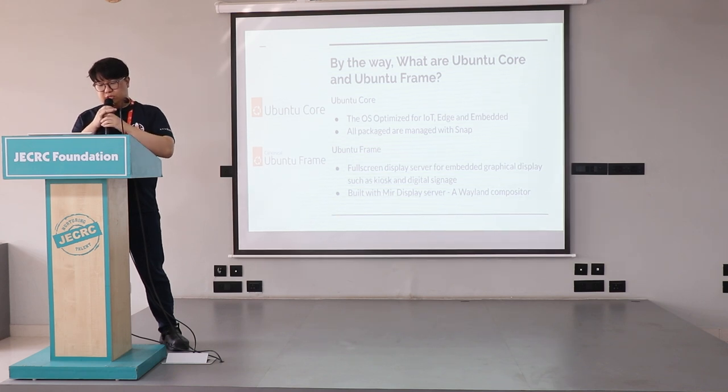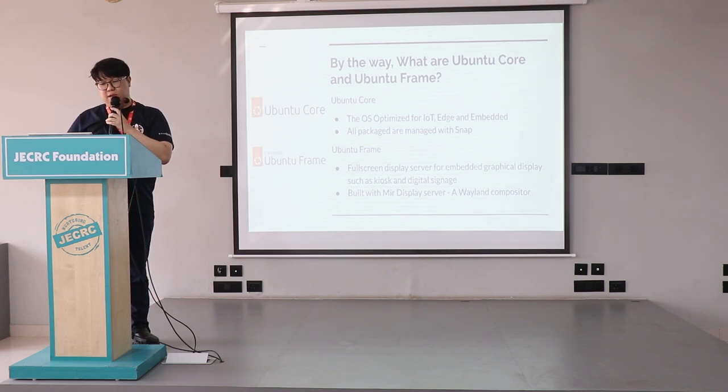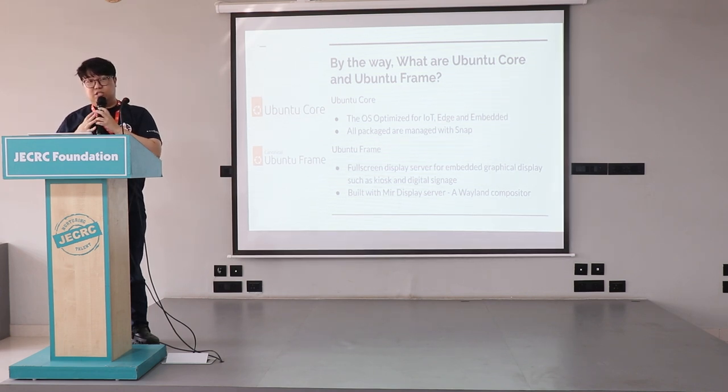Ubuntu Core is a variant of Ubuntu, and the main difference between Ubuntu and Ubuntu Core is that Ubuntu Core is used for creating IoT products or things like edge computing. Another big difference is that if we install Ubuntu Core, everything is basically managed as snaps, not just the packages, but also the kernel and so on. That's the most important thing.